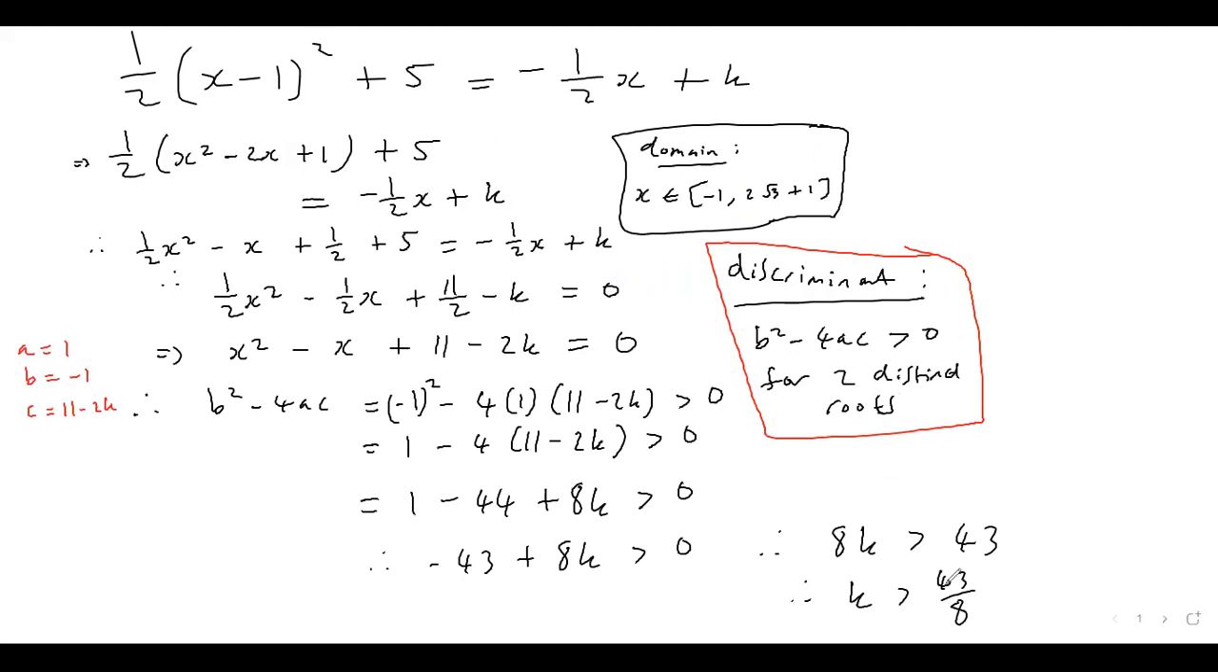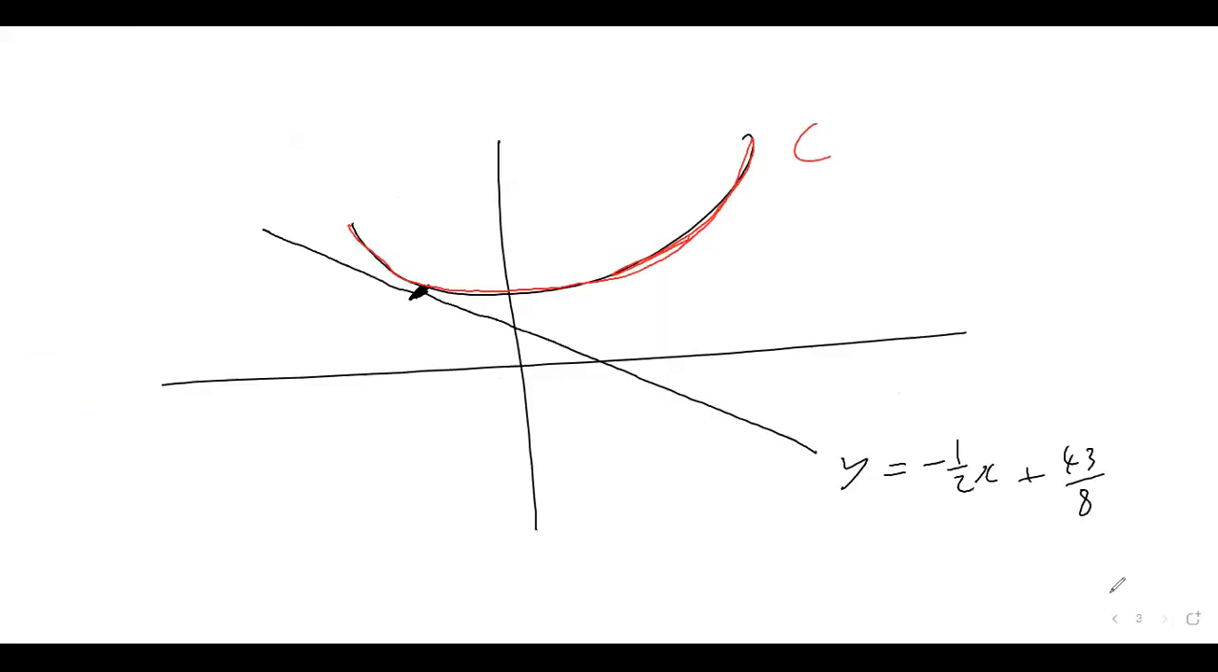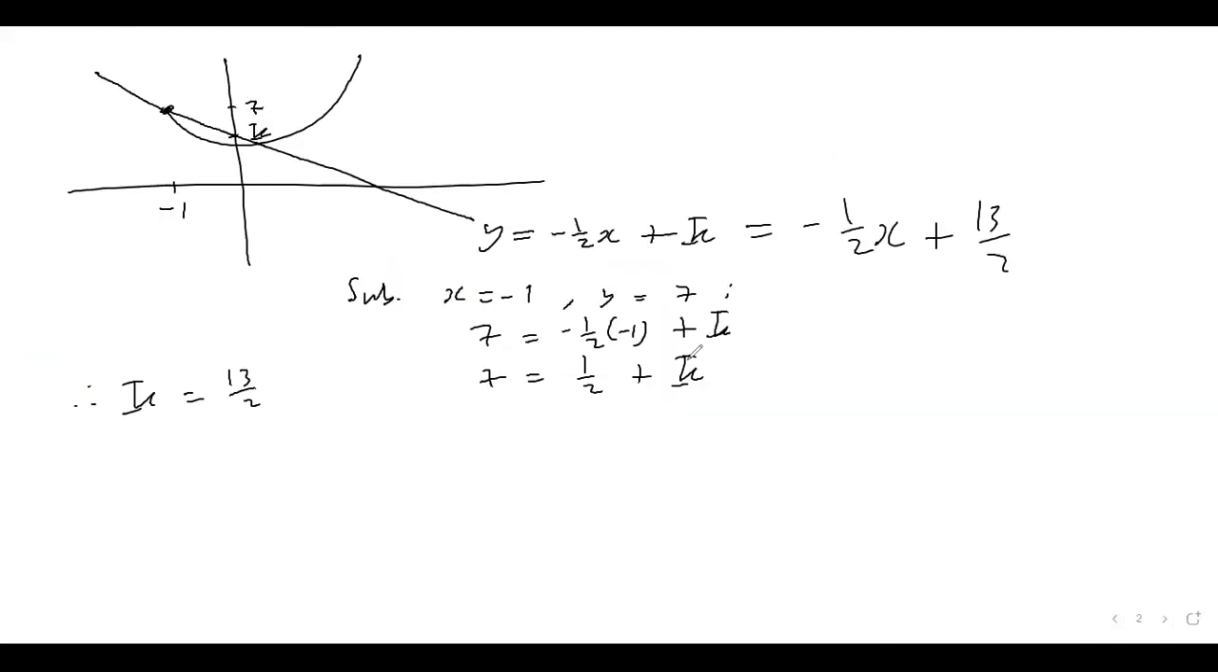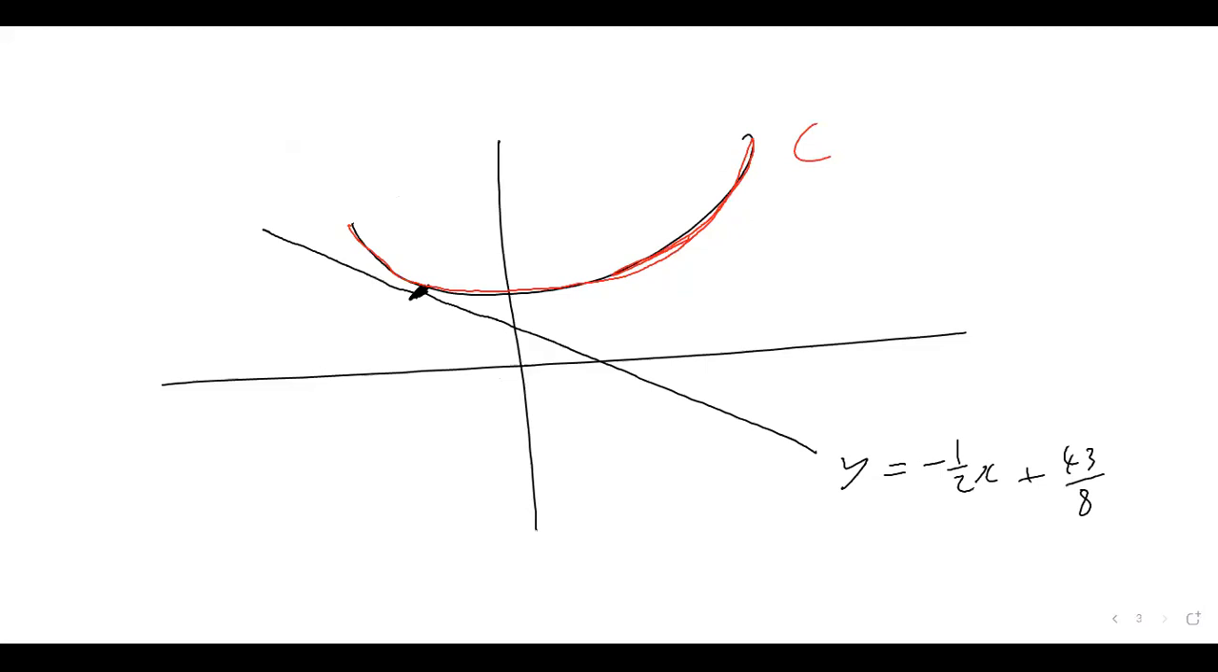We worked out that k must be bigger than 43 over 8 in order for there to be two distinct solutions. But what we just did back here in this calculation is we said, well, okay, again, this curve C is only trapped between -1 and 2 plus root 3. It's trapped between those two values. It doesn't go beyond those two values.